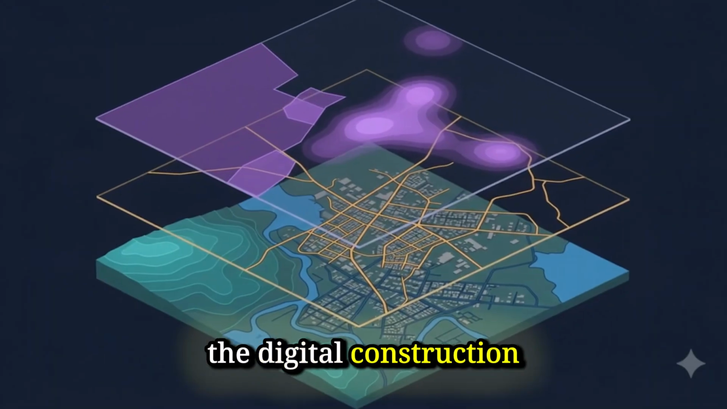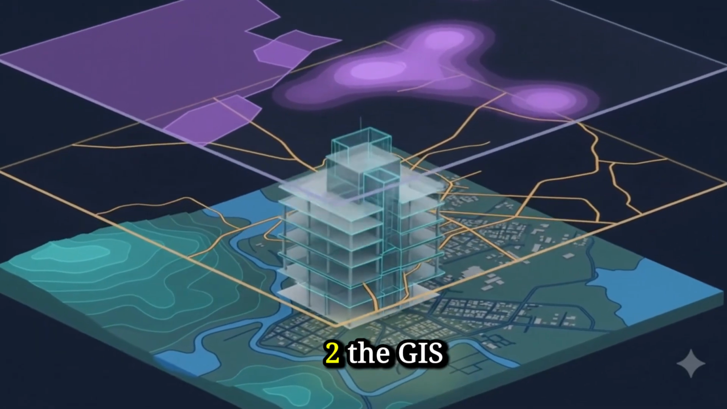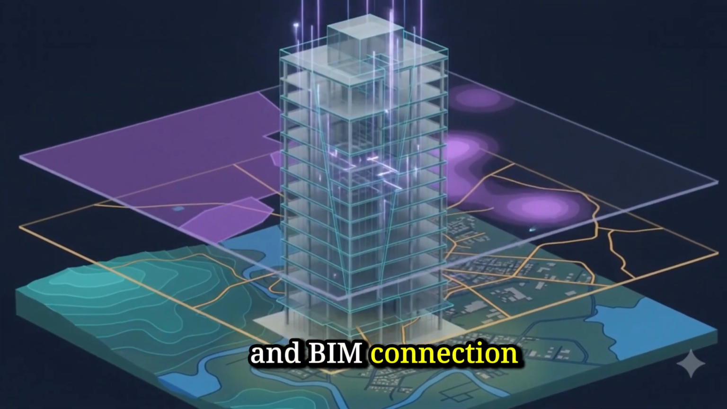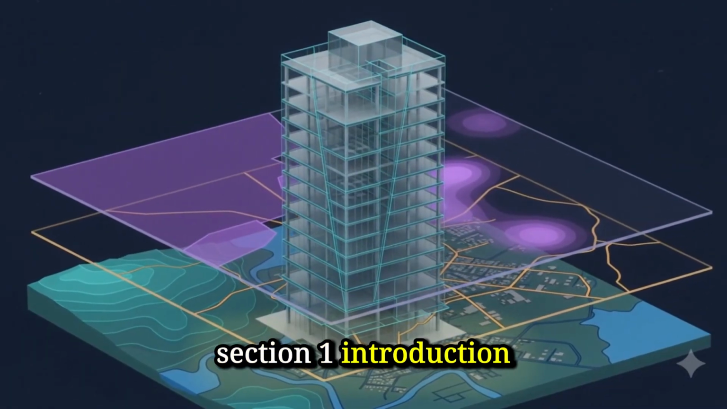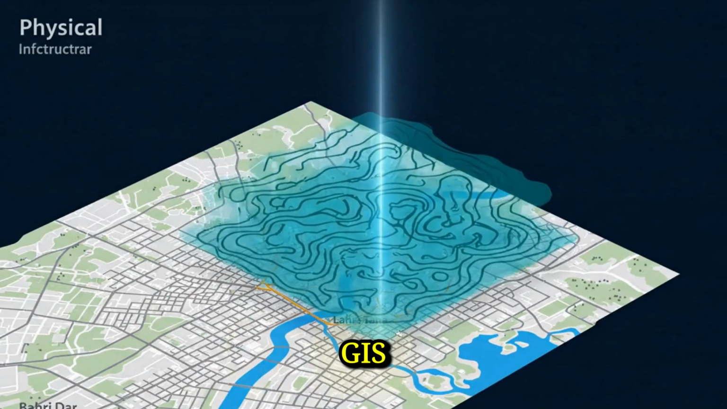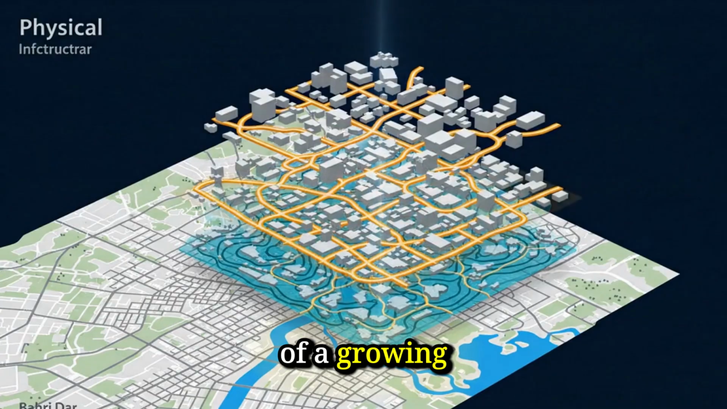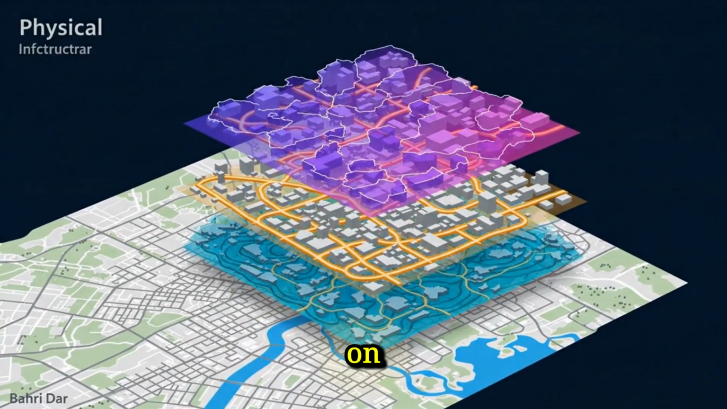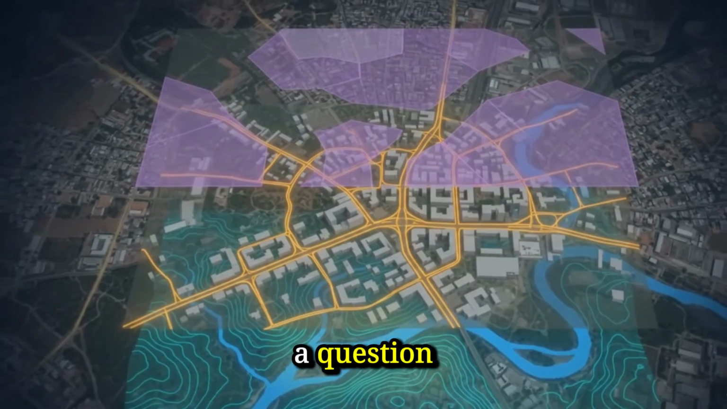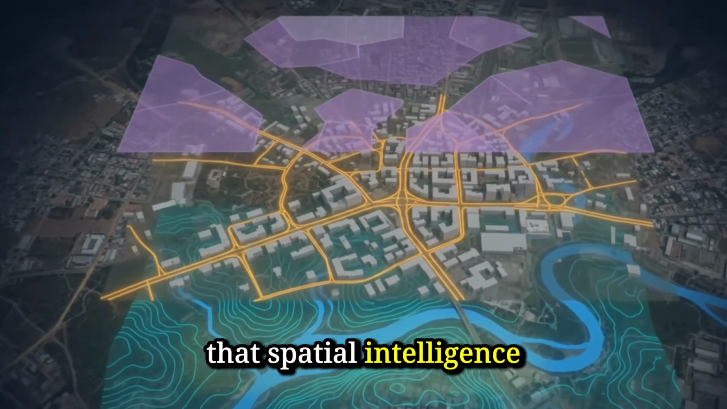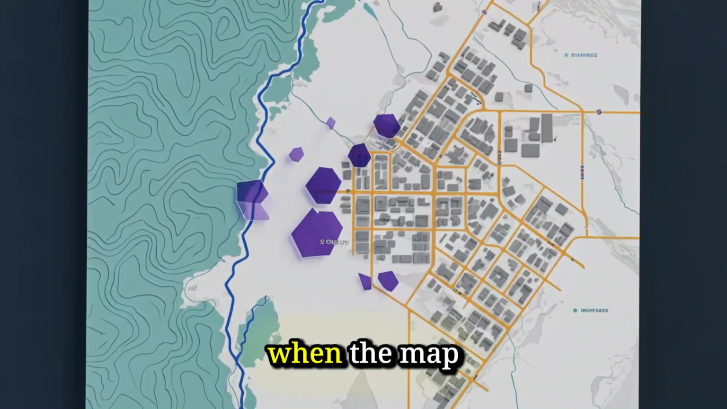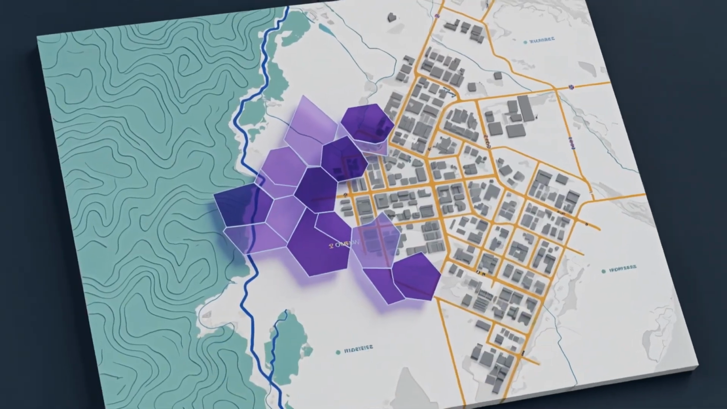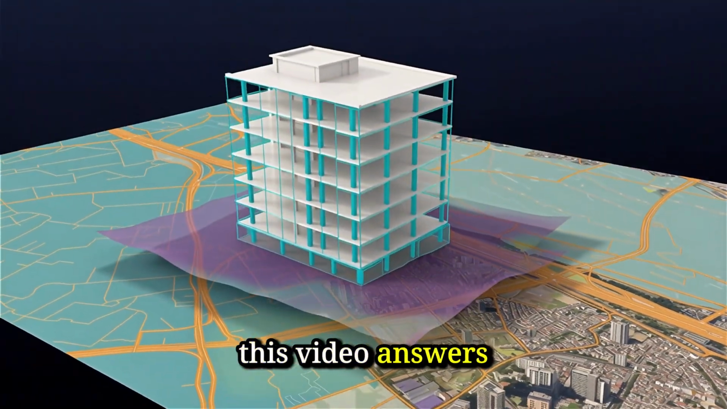The Digital Construction Stack, Part 2 of 2: the GIS and BIM Connection. Section 1, Introduction. In Part 1, we showed how GIS turns the complexity of a growing East African city into something you can interrogate, model, and act on. We ended with a question. What happens when that spatial intelligence meets the building itself, when the map becomes the model? That is what this video answers.